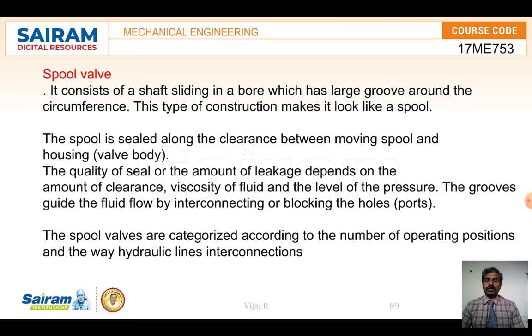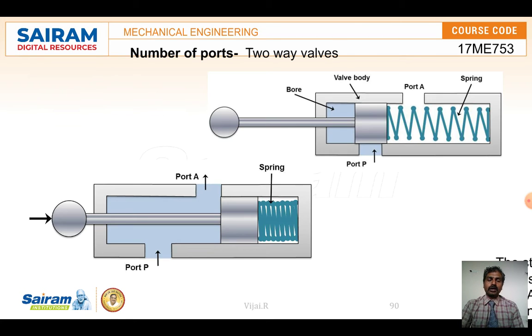Okay, so the spool valves are categorized according to the number of operating positions and how the hydraulic lines are interconnected. So how we are operating, in what directions, and how many positions we are going to keep. One example is a two-way valve. This is the bore, the hole in between the cylinder and the piston, and in the bore the spool is going to be operated.